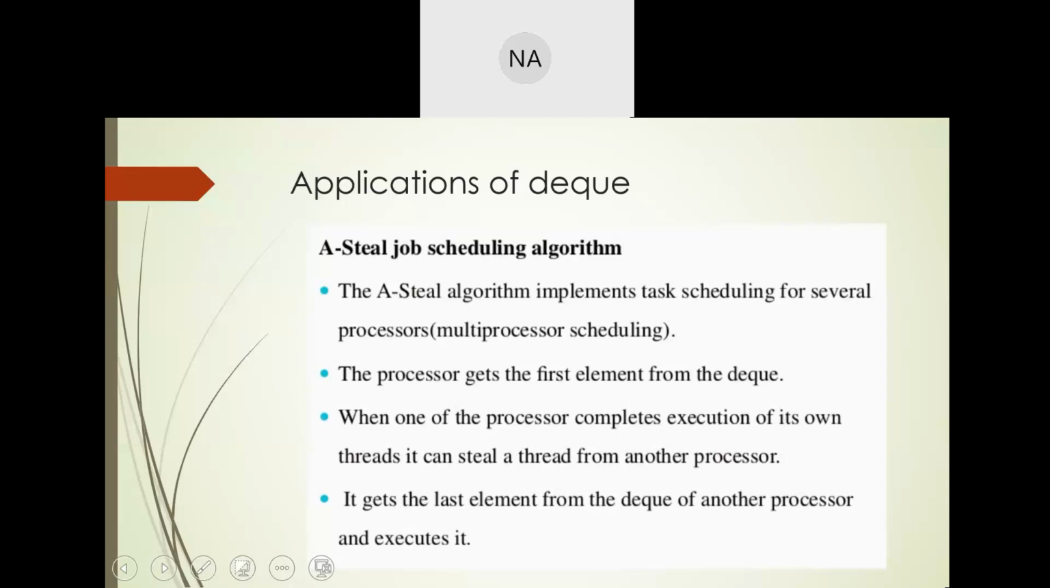Another application is in the job scheduling algorithm. So what is job scheduling algorithm? Job scheduling or process scheduling algorithm. In fact, you will study the job scheduling and process scheduling algorithms in great detail in the course of operating system. So what is process scheduling?